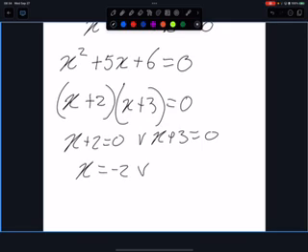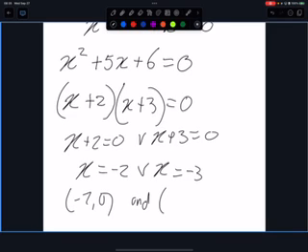Yes? I did it 1 and 6. Would it also be done with 1 and 6 or does it need to be done with 2 and 3? I did it 1 and 6. 1 and 6 becomes 7, or minus 5. Yes? x equals minus 2 or x equals minus 3. Done. Now the coordinates are minus 2, 0 and minus 3, 0.